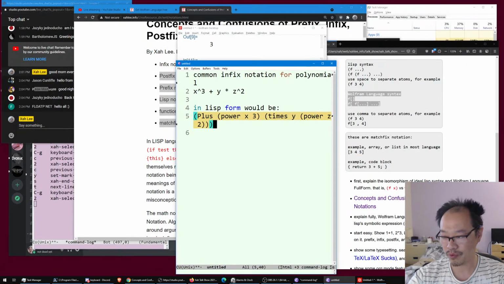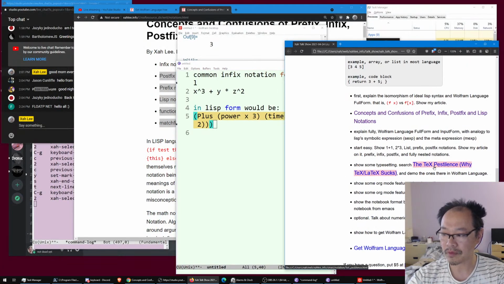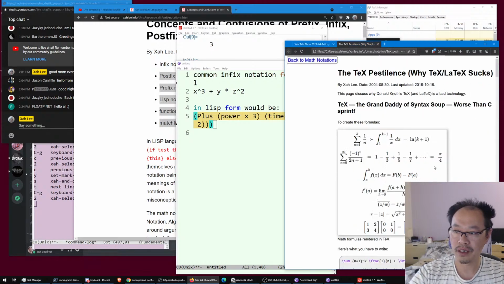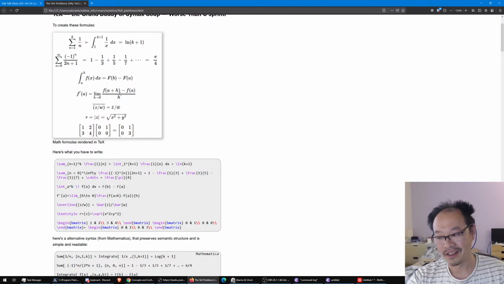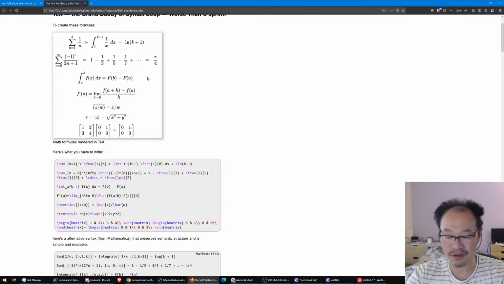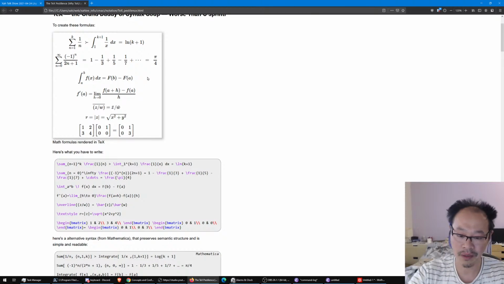Especially when the expression gets complex, like the formula for a second-degree polynomial, or series and sequences, at this point it's unreadable.